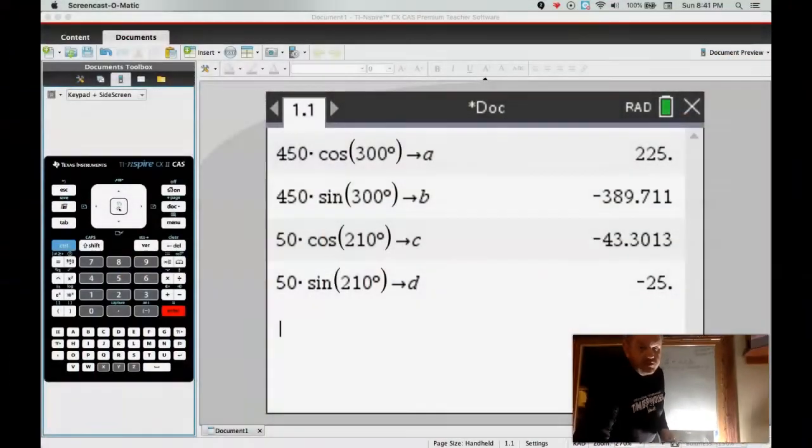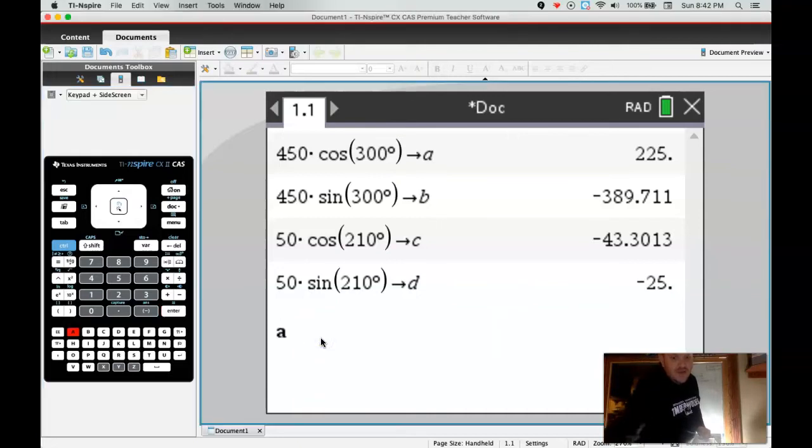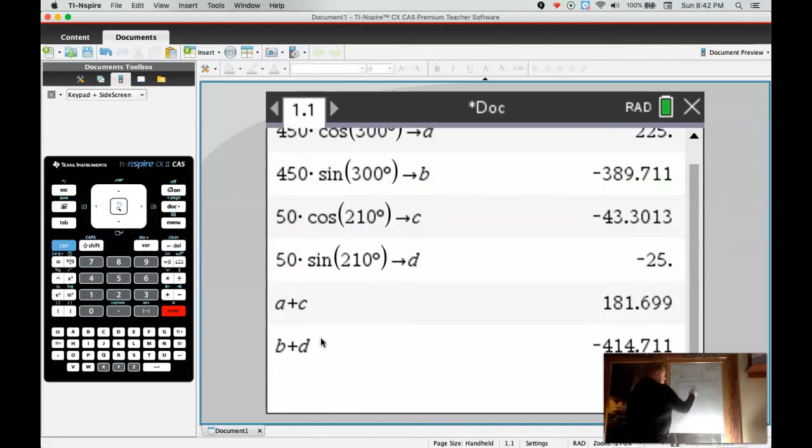So 225. Now I can go back to this one, and because I've got them stored on my calculator, I can go A plus C, and that gets me a vector of 181.699, comma, and then I can go B plus D, negative 414.711.